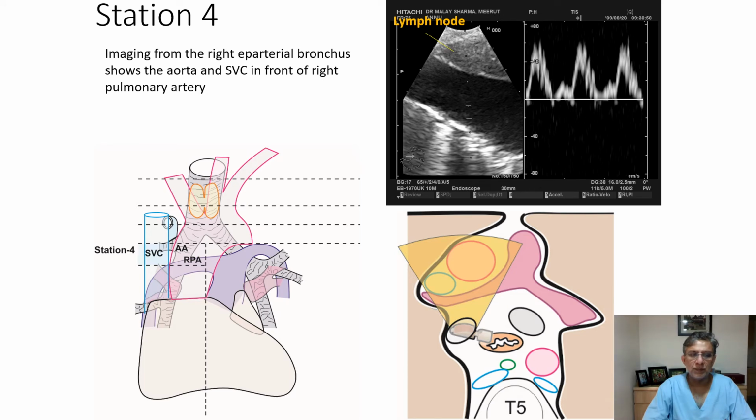Just to recap, this is an image of a station 4 lymph node from the right intermediate bronchus, and these are images just to clarify some of the points. This is a different image to clarify that this is the subcarinal area and this is what we are interested in, and these are the different structures that we are imaging from the upper trachea, from the lower trachea, as well as from the right and left main bronchus.